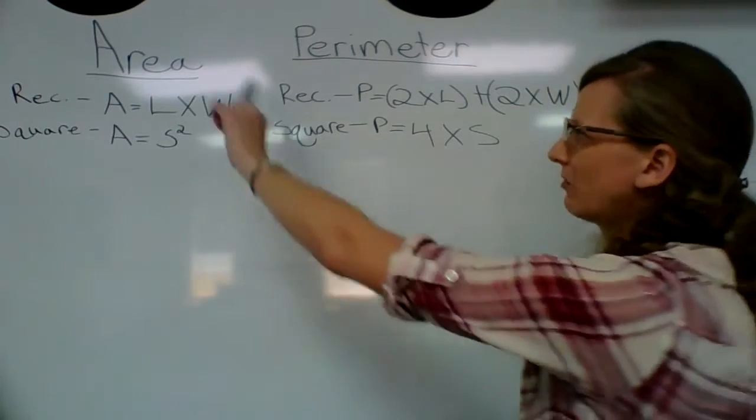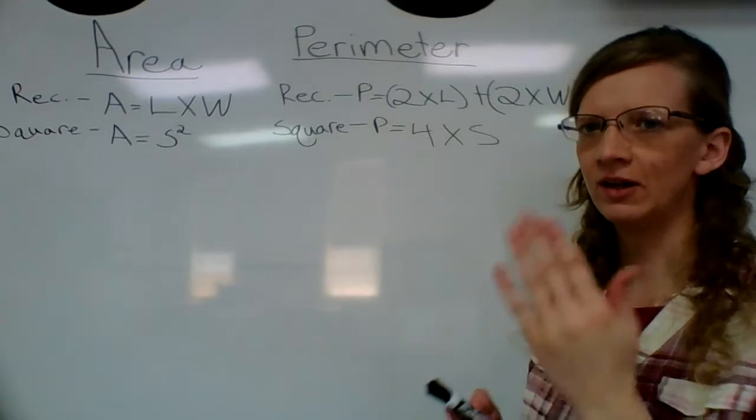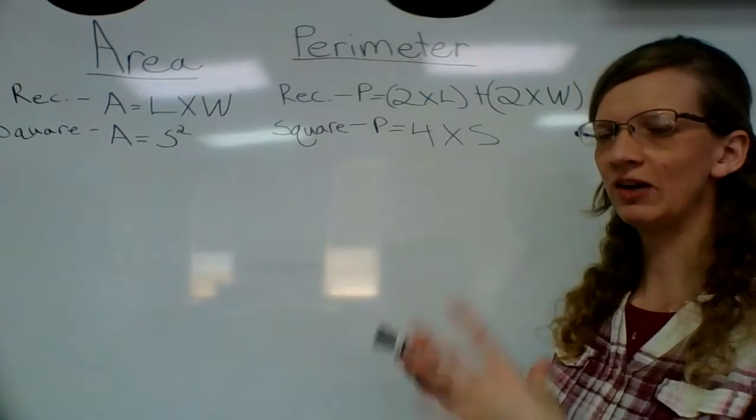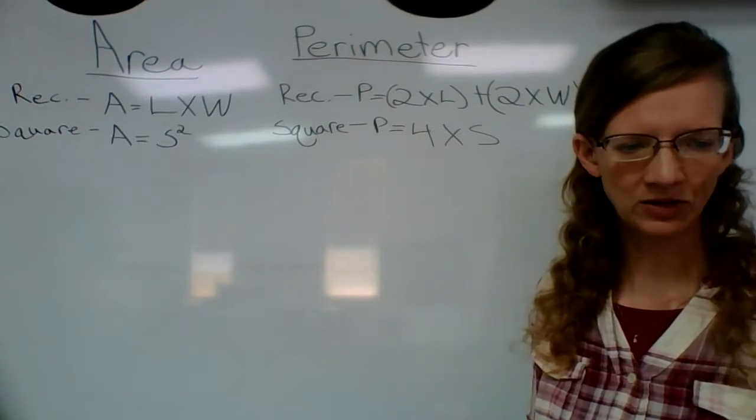Remember that anytime you find an area of something, it becomes squared. So if the length is 5 feet and the width is 5 feet, and you find the area, it's square feet at the end. Don't forget to do that.